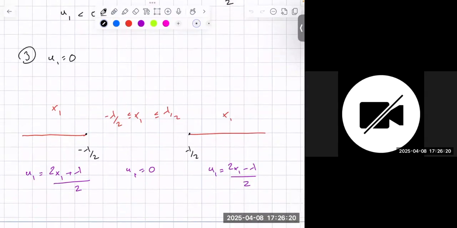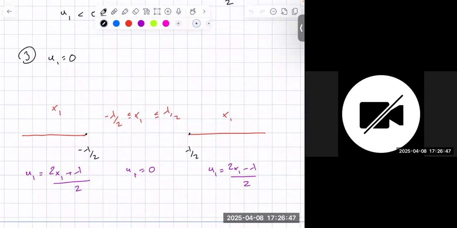It looks like this. You look at your vector x, you go coordinate by coordinate. You look at the first coordinate. And if the first coordinate is less than minus lambda over 2, your optimal assignment is this guy. If your first coordinate is bigger than lambda over 2, your optimal assignment is this guy. And if it is something in between, you just put 0. Okay. So it's like, they call it soft thresholding.